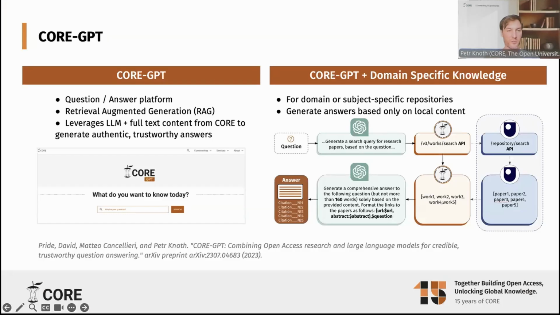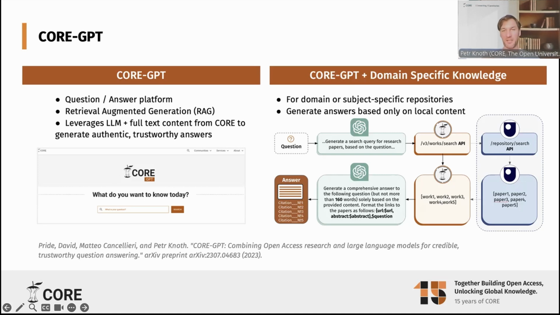So 2 years ago, we got the Best Paper Award at the Theory and Practice of Digital Libraries conference for a paper called CORE-GPT. This was before everybody started doing retrieval augmented generation, but the idea was very simple. Large language models are very bad at citing and referring to evidence contained in scientific documents. Can we use the CORE database as a backbone for an AI model that would effectively cite literature and would not be hallucinating all the time? And this is what we have done.